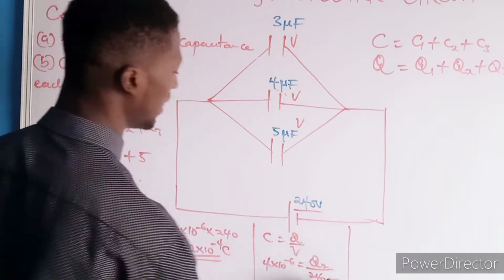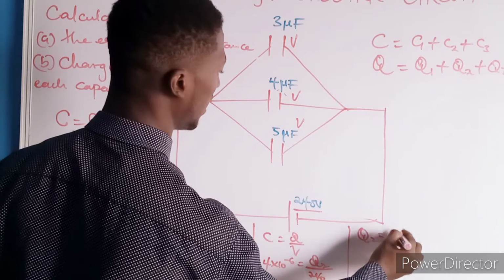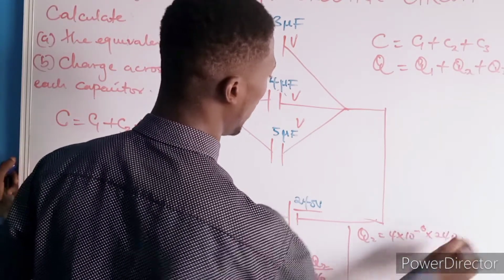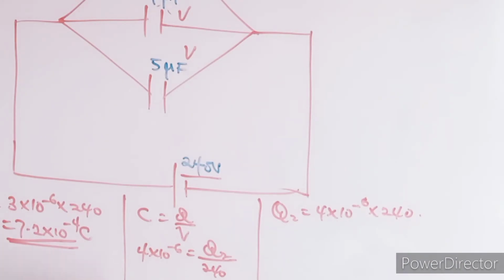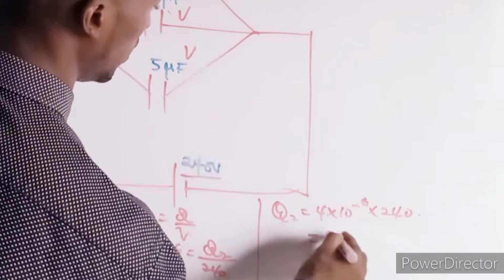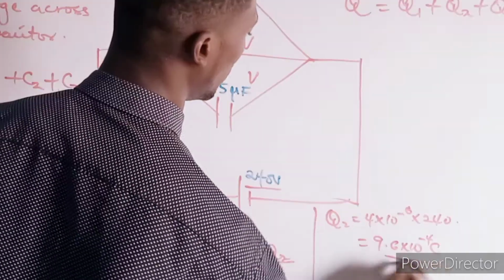So here we can say that our charge is 4 times 10 to the power minus 6 times 240. And 4 times 240 is going to give us 960. So we have 9.6 times 10 to the power minus 4 coulomb. That's for the second one.